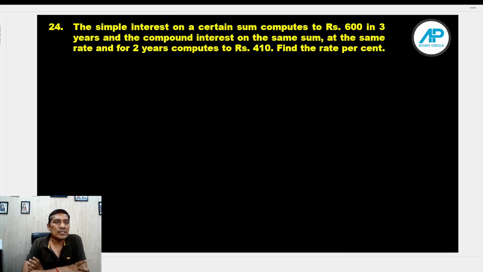The SI on a sum of money comes to rupees 600 in 3 years, and the compound interest on the same sum at the same rate for 2 years is rupees 410. Find the rate percent. So what is missing in this question? The principal value is missing. So first of all, you need to find the value of principal, and for that SI is given to me.